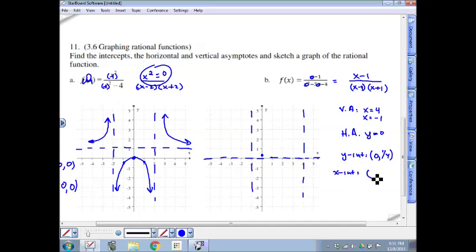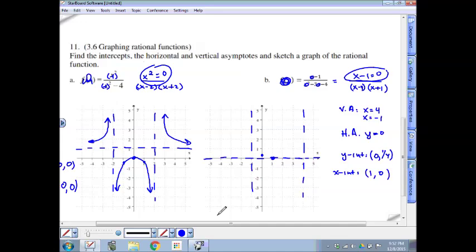If I want to find x-intercepts, then I let y equal 0. And quite often you can get more than one x-intercept. So if I let y equal 0 right here, the only way that's going to happen is if the numerator itself equals 0. The only way the numerator is going to equal 0 is when x equals 1. So when x equals 1, y equals 0. There's our x-intercept.